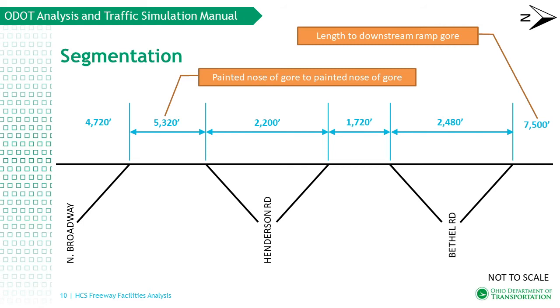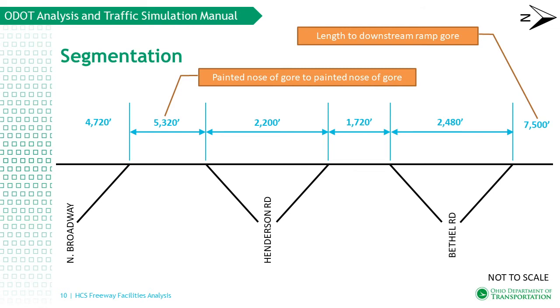Here's a stick diagram for the sample project. North is to the right on this slide. The figure is not to scale and is just being used for schematic purposes. The first step is to measure between the painted nose of gores for each ramp. The easiest way to do this is by using Google Maps. In this case, the distance between the nose of gore of the North Broadway on-ramp and the Henderson Road off-ramp is 5,320 feet. On either end of the study area, the lengths of the freeway segments should be the distance to the next upstream and downstream ramps.